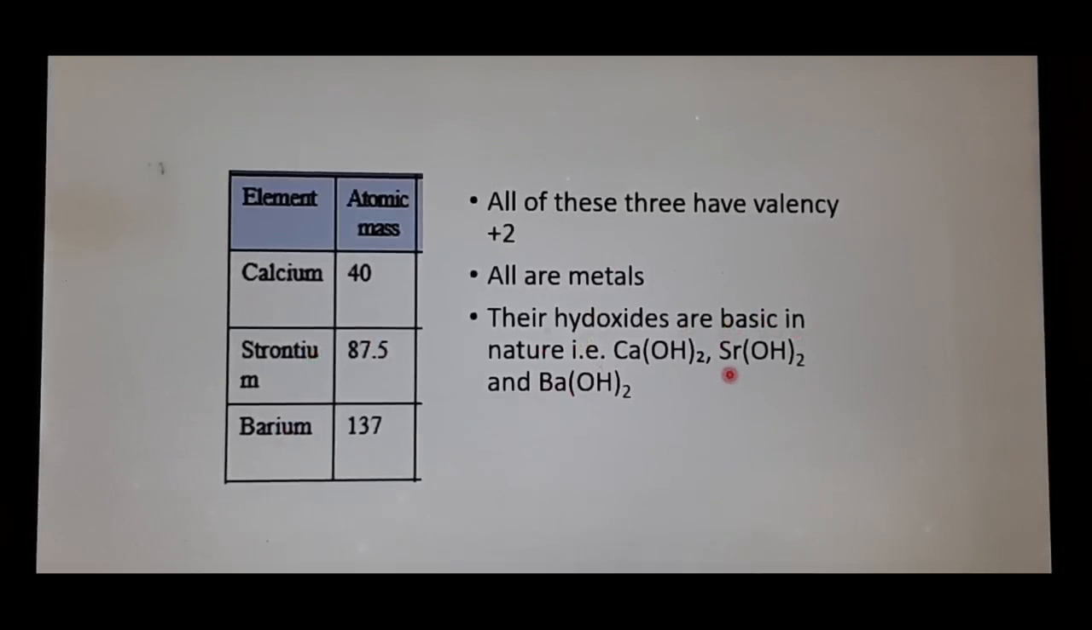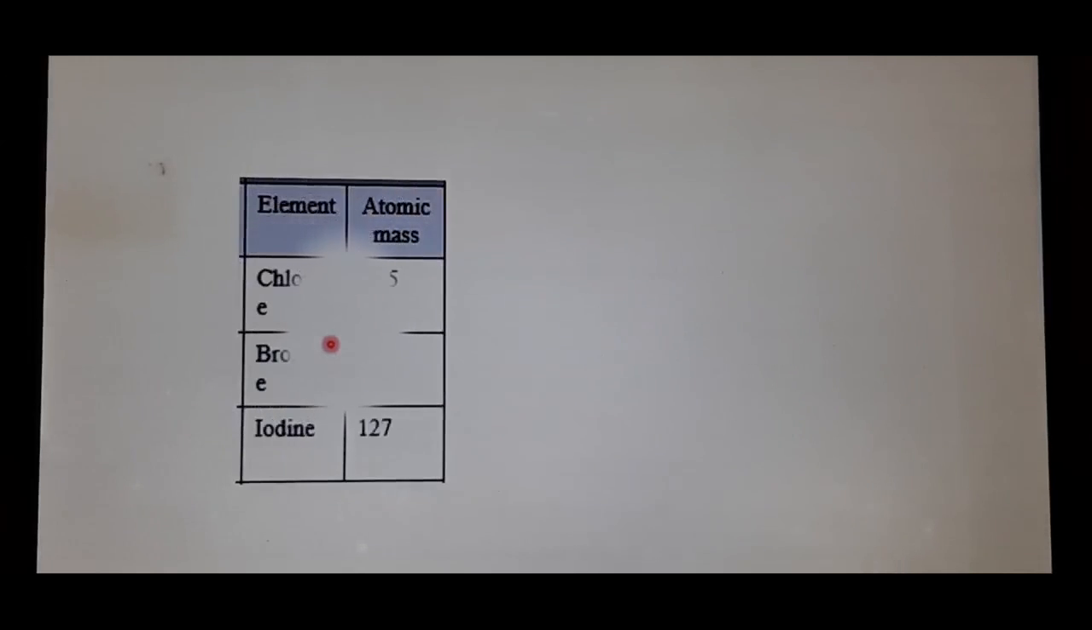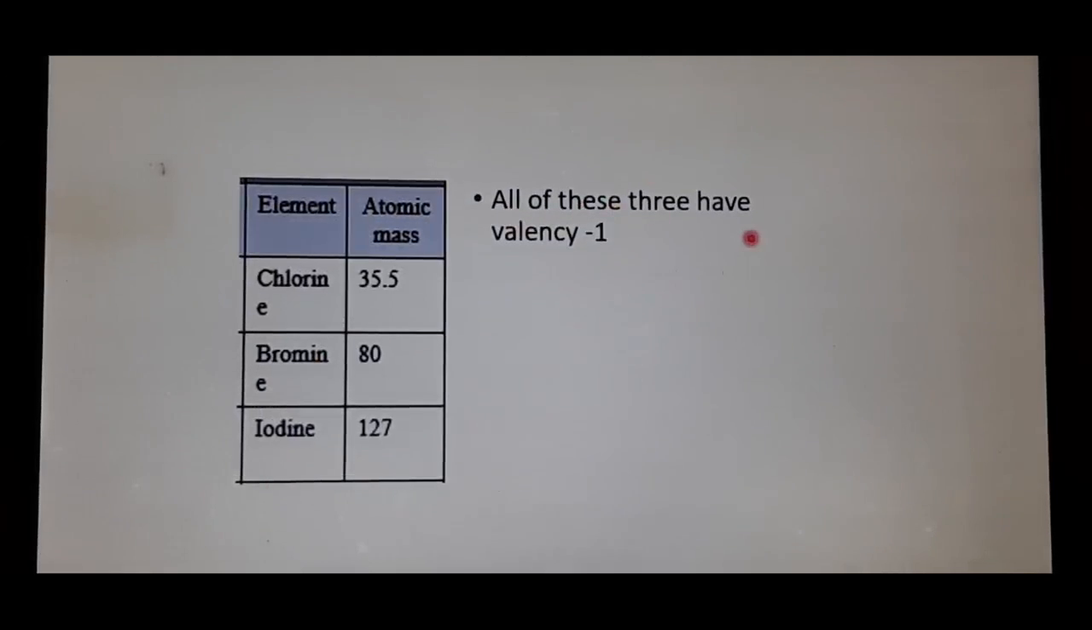In acids, bases and salts, you have already studied what are acids and what are bases. Same thing, their hydroxides are basic in nature. That's how all the 3 elements show the same properties in this triad. Let's discuss the other triad also. Chlorine, bromine and iodine, all of these 3 show valency -1. So their valency is the same.